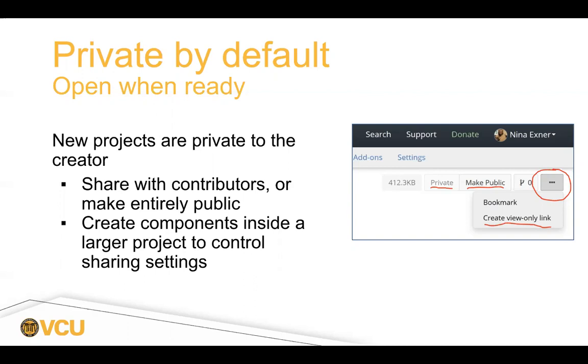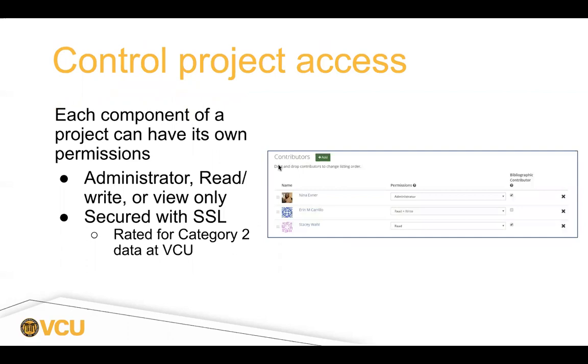You can control project access, and each part of your project, we're going to talk about something called components. A component is a section of a project. Each project and each component in a project can have different permissions. You can give people administrative rights to be able to move files around, or you can give them only read and write rights so that they can look at things, they can comment on it, they can make changes, but they can't delete things, they can't get rid of things. Or you can let them view only.